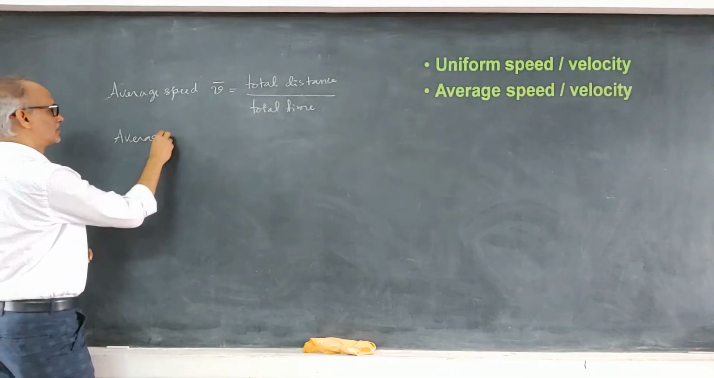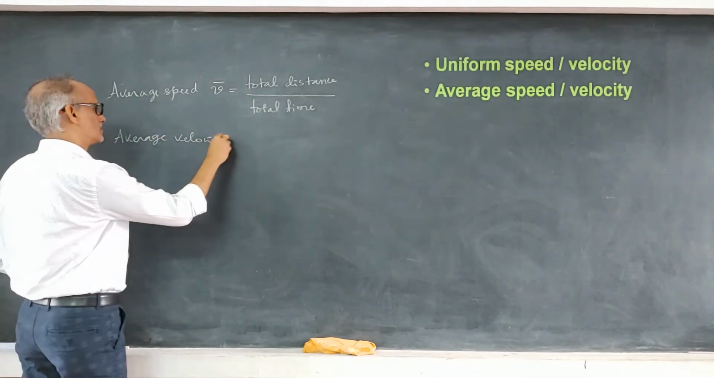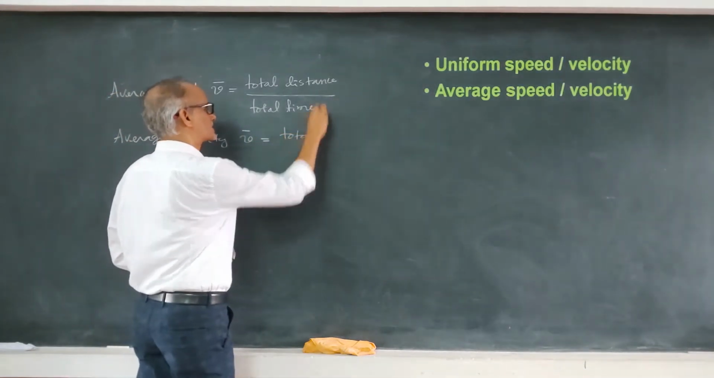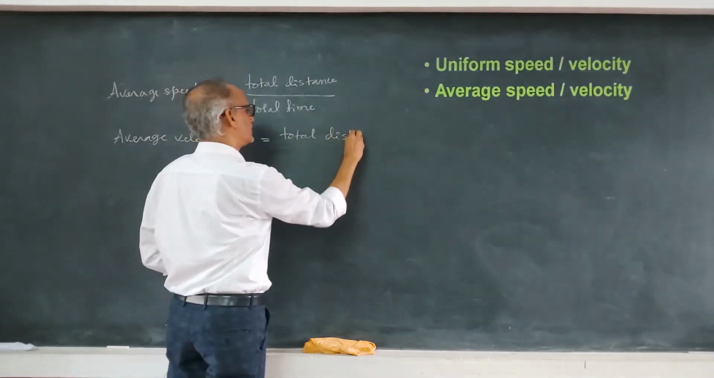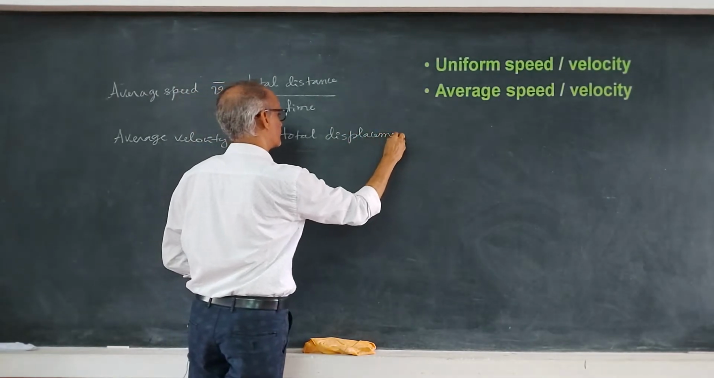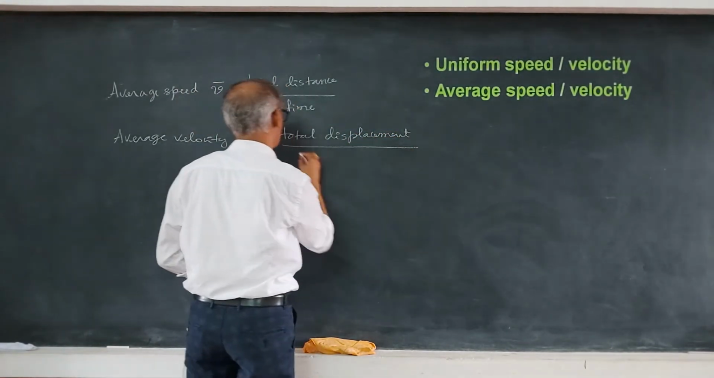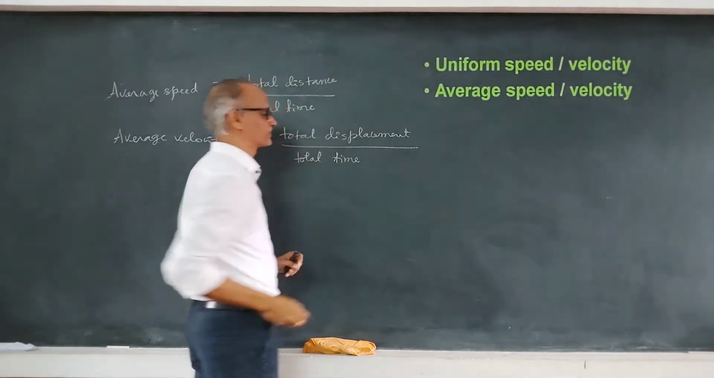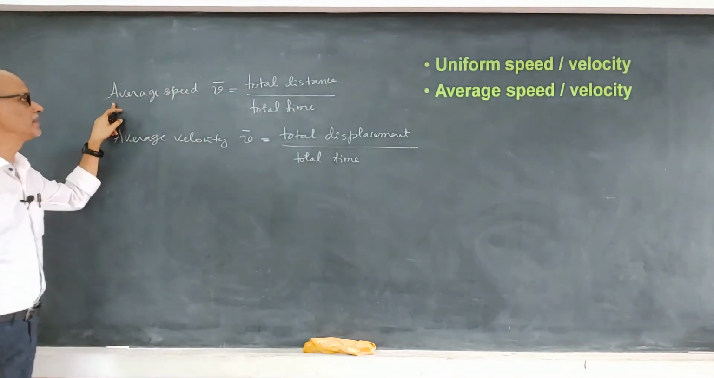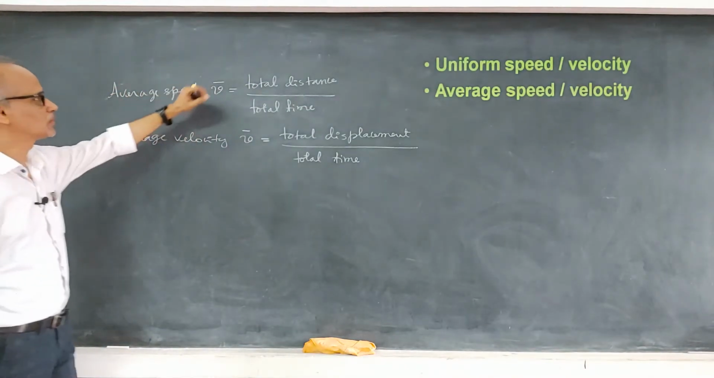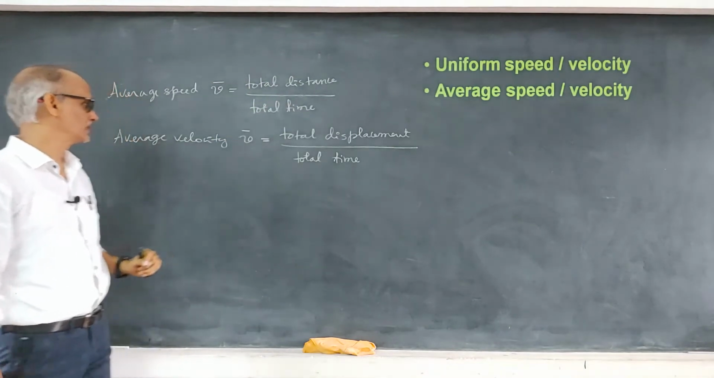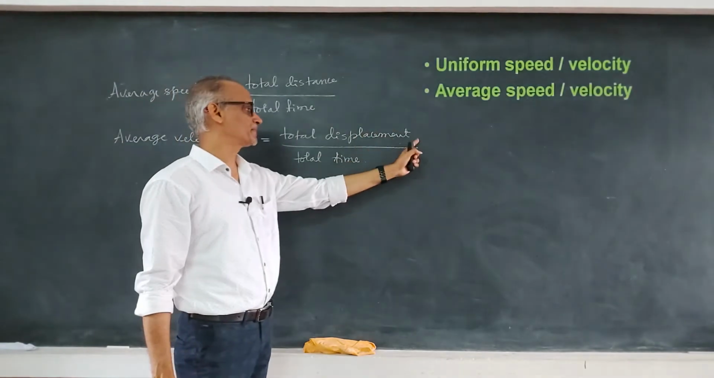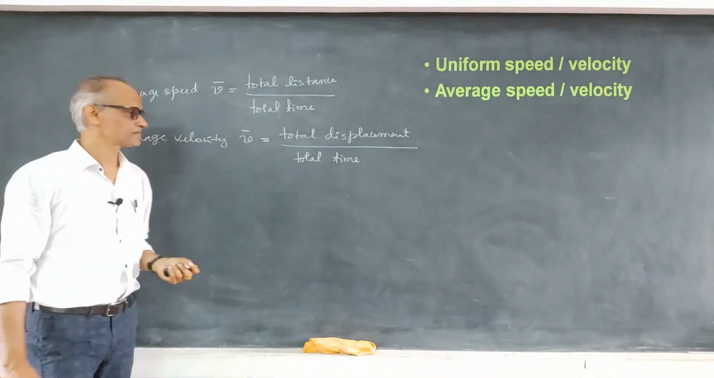The average velocity, the symbol is the same, is equal to, instead of the distance we need to write the total displacement divided by the total time taken. So, average speed is defined as the ratio of the total distance travelled to the total time taken, whereas average velocity is defined as the ratio of the total displacement of the body to the total time taken.